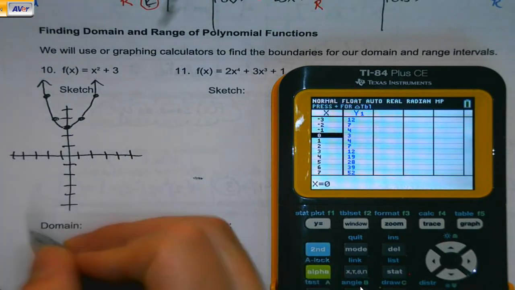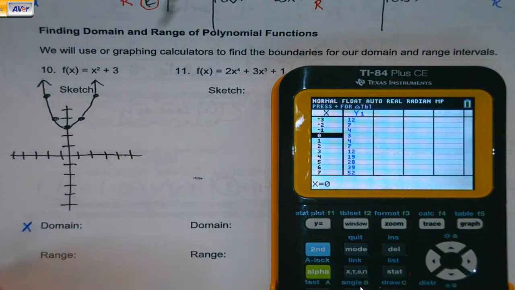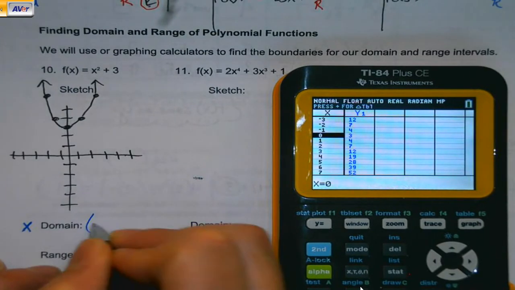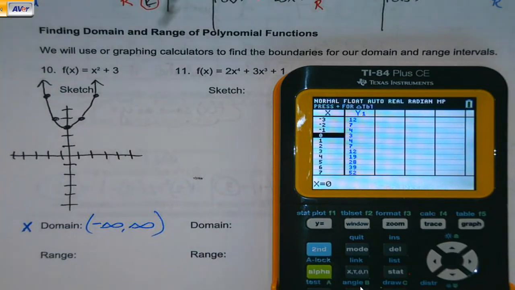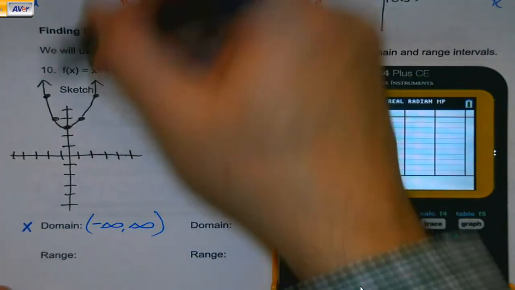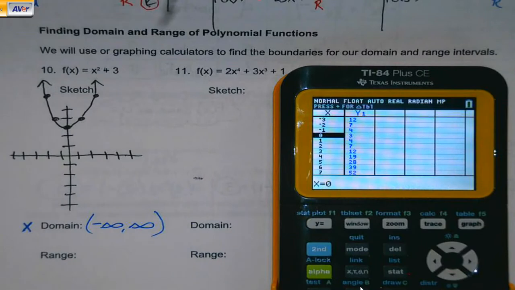And you're like, why is that the easy part? Because no matter what graph we have, linear, quadratic, cubic, quartic, doesn't matter, your domain is going to be infinite. Because all of these graphs are going to go forever to the left and forever to the right. So that's good news. Now my range, I'm going to have to think a little bit.